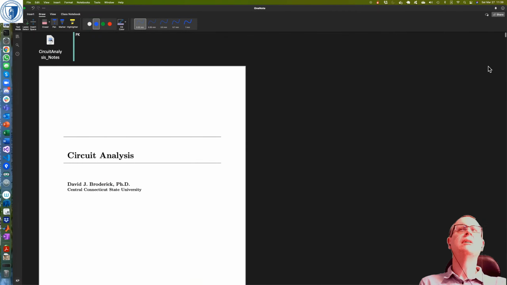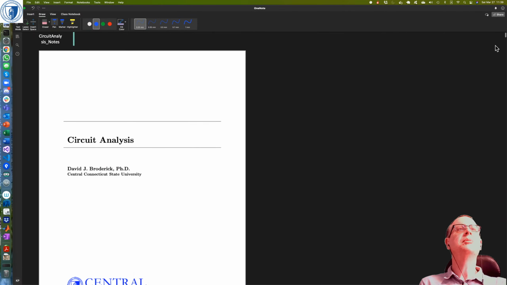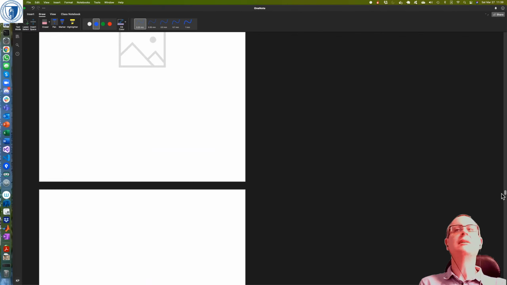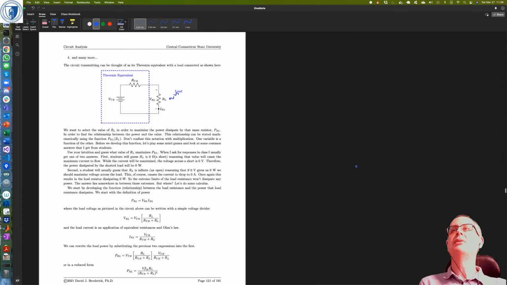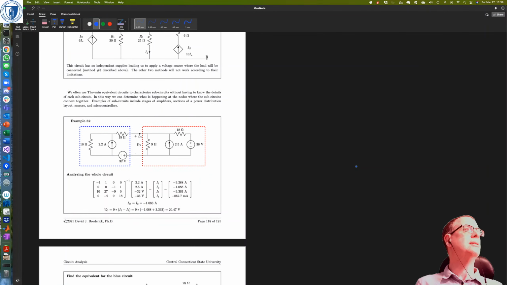Oops. Still don't know why it does that. Sometimes it just decides to flick immediately to the top of the page. Good examples there as well to have a look through.